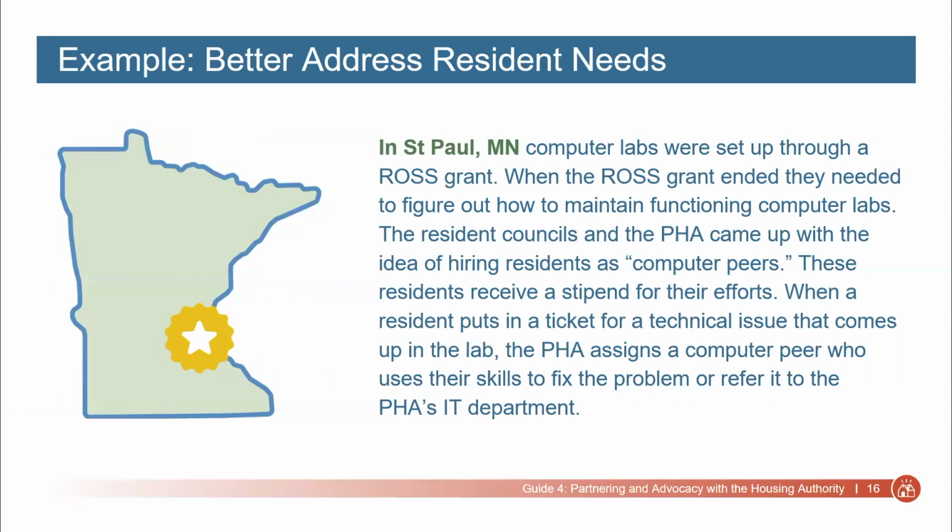Through partnership, you can better address resident needs. In St. Paul, Minnesota, computer labs were set up through a Ross grant. When the Ross grant ended, they needed to figure out how to maintain functioning computer labs. The resident councils and the PHA came up with the idea of hiring residents who would receive a stipend as a computer peer. When a resident puts in a ticket for a technical issue that comes up in the lab, the housing agency assigns a computer peer who uses their skills to fix the problem or to refer it to the PHA's IT department.